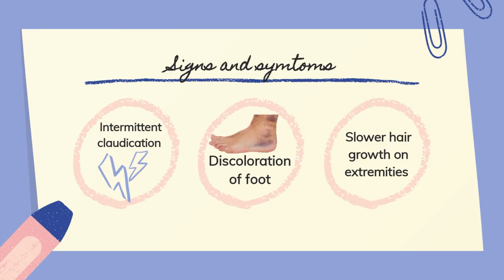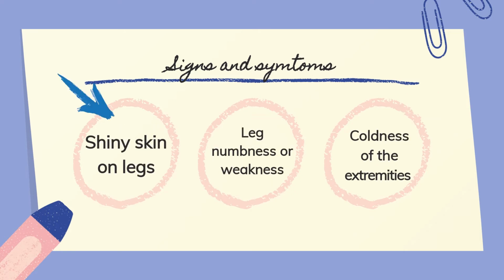The first symptom that can be observed is the intermittent claudication. This is an aching pain in the legs when walking or exercising that goes away with rest. Discoloration of the foot, slower hair growth, shiny legs, leg numbness or weakness, and coldness of the extremities can also be observed due to lack of oxygen received by the extremities. If PAD progresses, pain may even occur when the patient is at rest or when lying down, which is called ischemic rest pain.